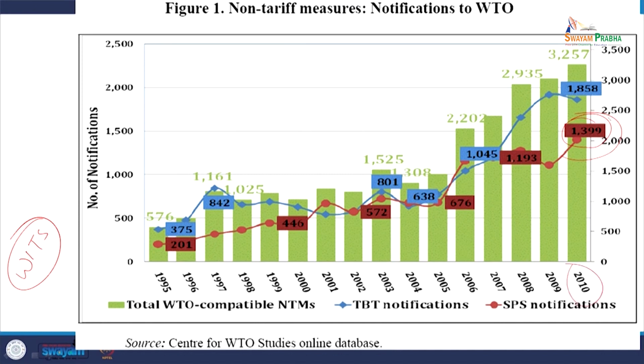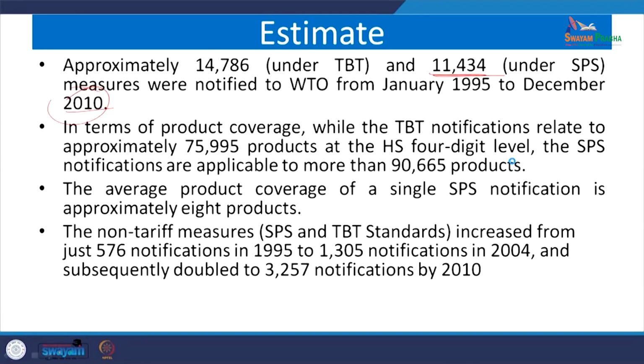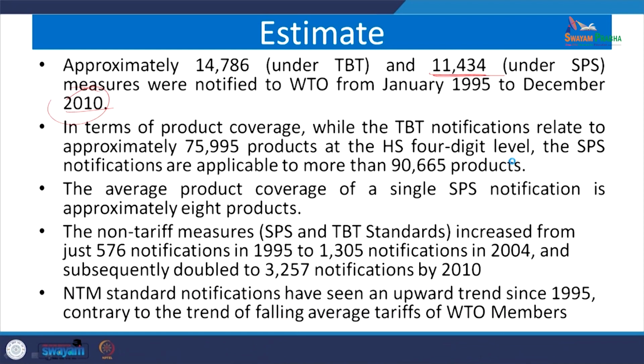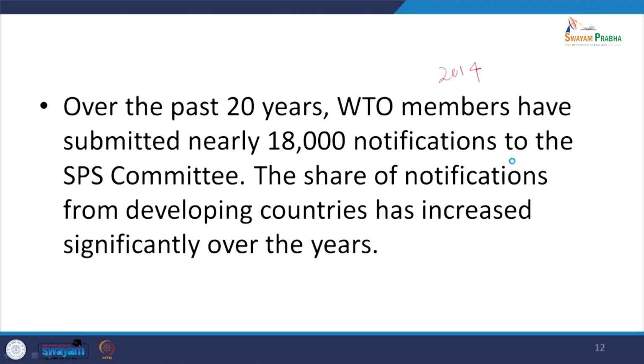If you add it all up, those years since 1995, it is 11,334 till 2010. Now, till 2014 this number went to 18,000 notifications as identified by the SPS committee. The share of notifications from developing countries actually has gone up significantly over the years. Now, SPS notifications by WTO members till 2014.